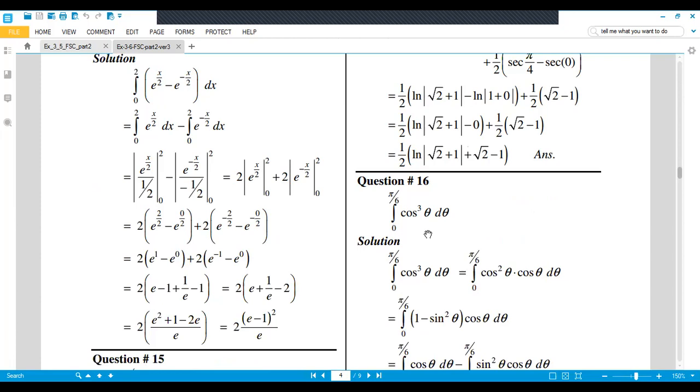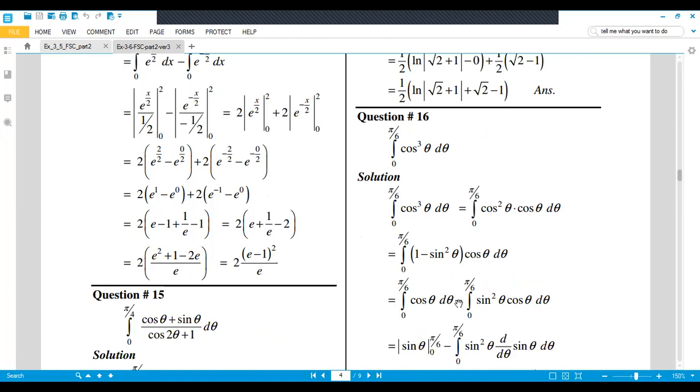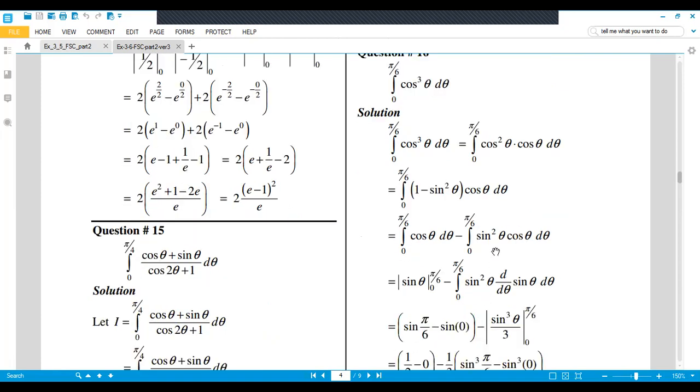Here you have cos cube theta. So cube we convert into cos square into cos. Cos square, you know, is 1 minus sine square theta. So cos theta multiplies with both, cos theta and sine square theta cos theta. So cos theta integral is sine theta, upper limit, lower limit, and you know that the sine derivative is cos. So if the further derivative is present in the product, then 1 will be added in the power. So sine cube theta divided by 3, upper limit and lower limit.